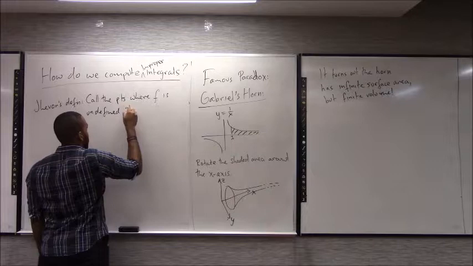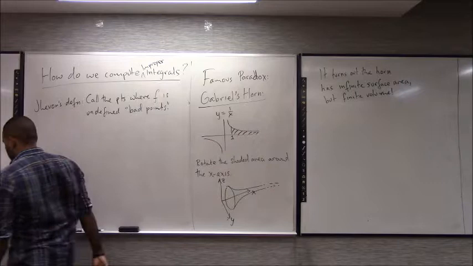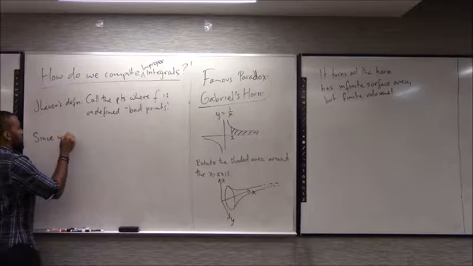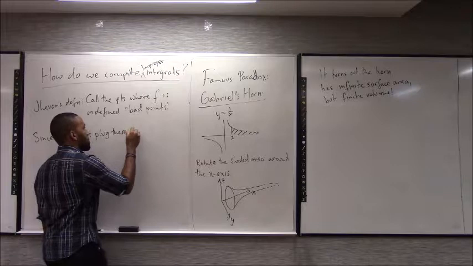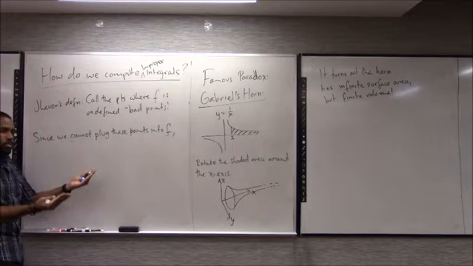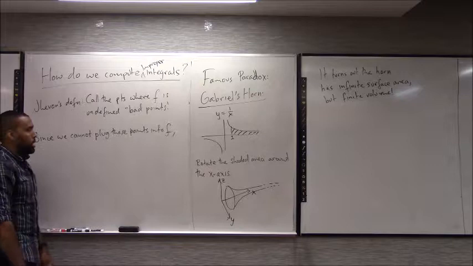I'm just going to call them bad points, because it feels natural for me to say these are the bad points. We don't want to be near those. Since we cannot plug these points into f, because if we're setting up Riemann sums, f gives us the height of the rectangles. But there are some points where we can't find the height of the rectangle because the function either has a hole or an asymptote at that point. So we'll never be able to plug in that point.